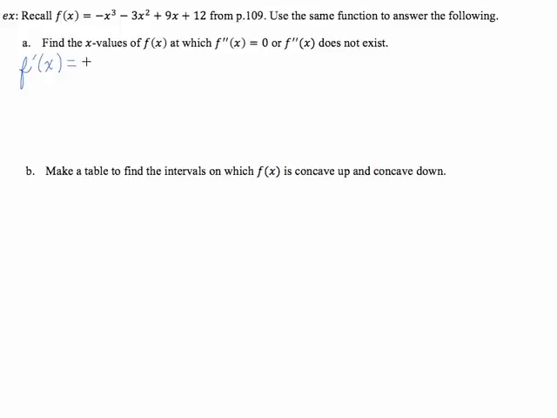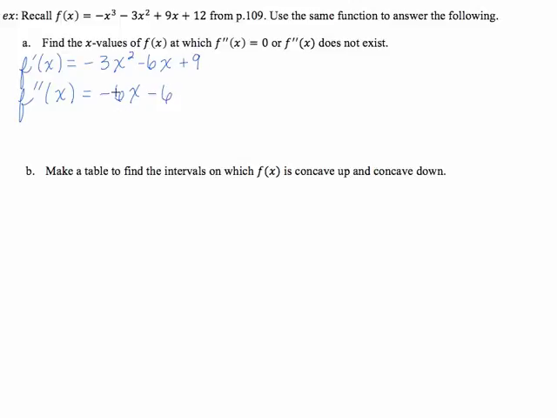So we'll start by computing f prime. We'll have negative 3x squared right here minus 6x plus 9, and then the derivative of 12 is 0. Let's go ahead and take the second derivative there. Negative 3 times 2 is negative 6x minus 6 is that derivative, and that derivative is 0.